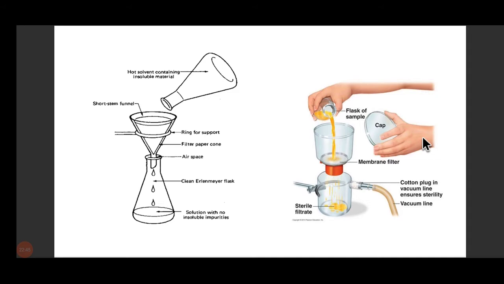You all would have seen a basic filtration apparatus in your chemistry classes in 11th and 12th standard. Here we have a filter paper cone, a funnel, and a ring for support. The solvent containing your insoluble material is poured into it through the filter paper cone. The filter paper filters it out, and we obtain a solution with no impurities in the flask.